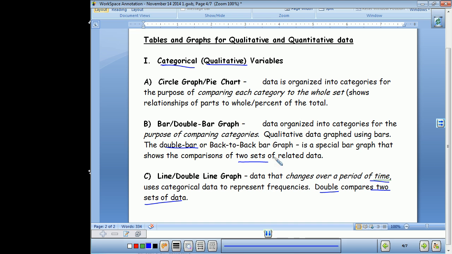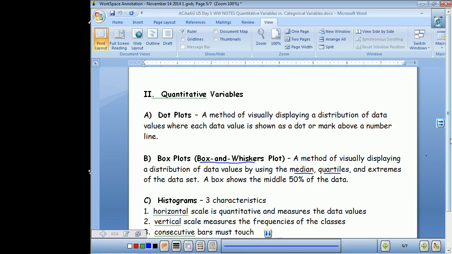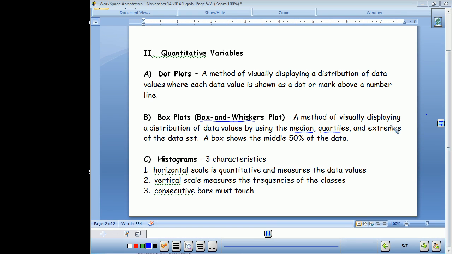And that wraps it up for our qualitative, our categorical data. Now the next one is our quantitative. Now this is our measurable data. And we have dot plots, box and whisker, and histograms. Dot plots is a method where we visually display the distribution of data and where each data value is shown with a dot.